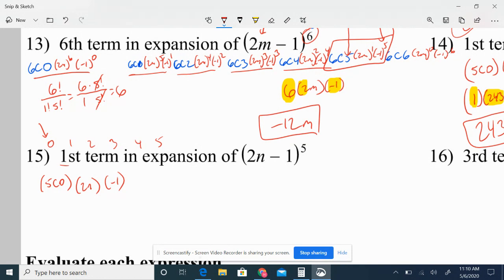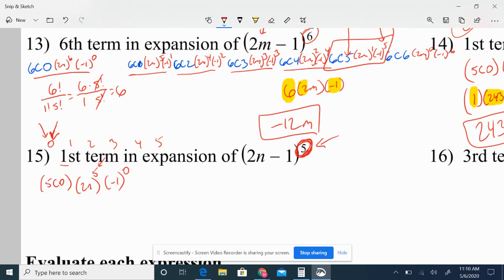Okay, so what's 2n? First of all, I'm going to say, well, my exponent's 5 minus 0. 5 minus 0 is 5. Now, the 5 that I started with minus the 5 that I just did, 0. My exponents have to add up to the power that I give you guys here on the binomial. My 2 exponents, 5 and 0, do add up to 5, so that's okay.